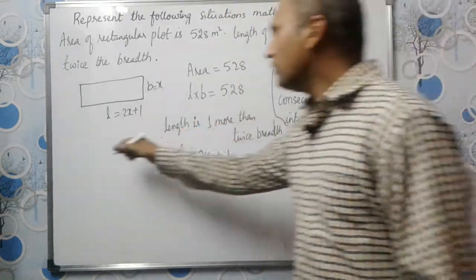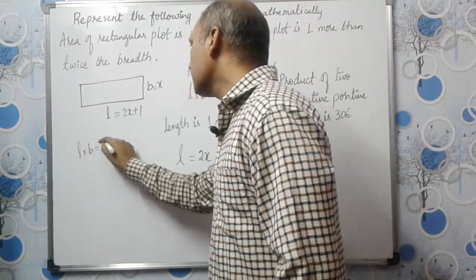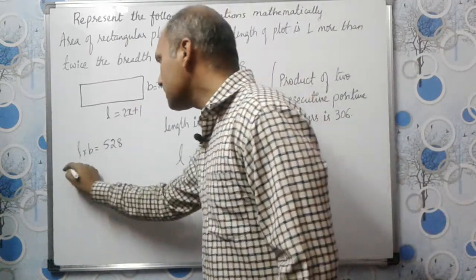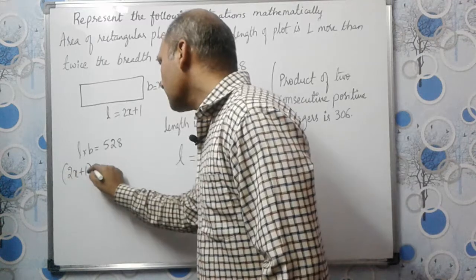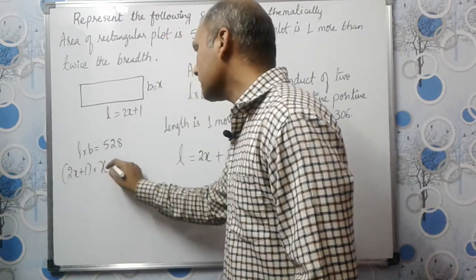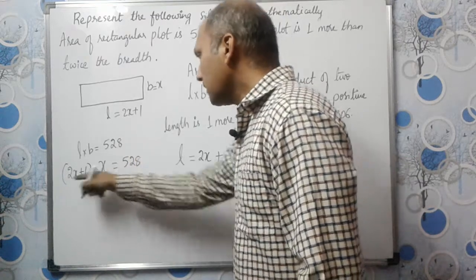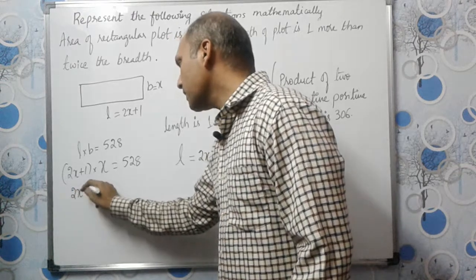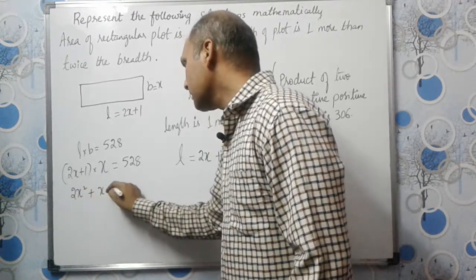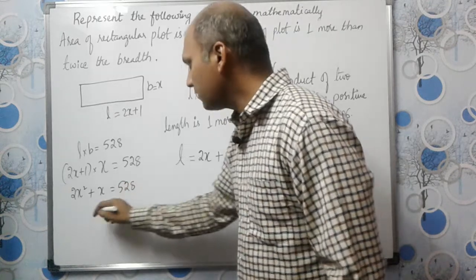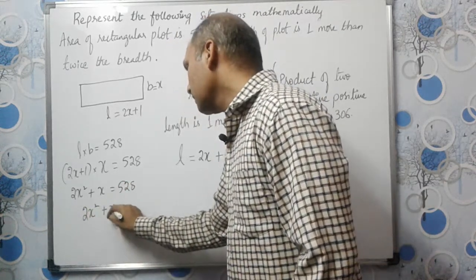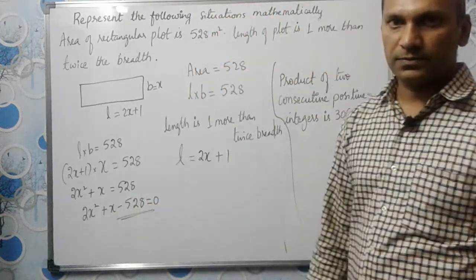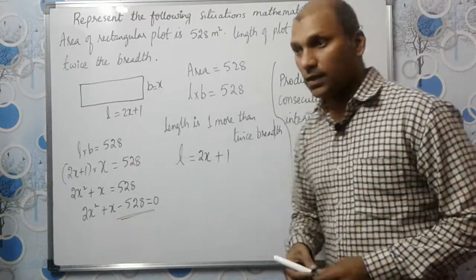Okay. Now we know that L into B is equal to 528, given. Let us substitute the values of L and B here. What is L? 2x plus 1 multiplied by breadth. Breadth is equal to x. So this is equal to 528. If we multiply, we will get a quadratic equation. Okay. 2x into x is how much? It is 2x square plus x into 1 is x is equal to 528, or we can send 528 on the other side. Okay, so this will be the required equation. I hope you understood that. Very easy problem, right?